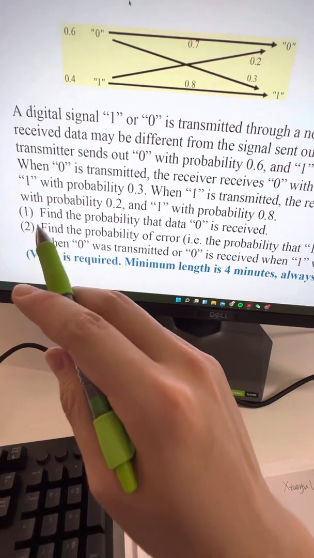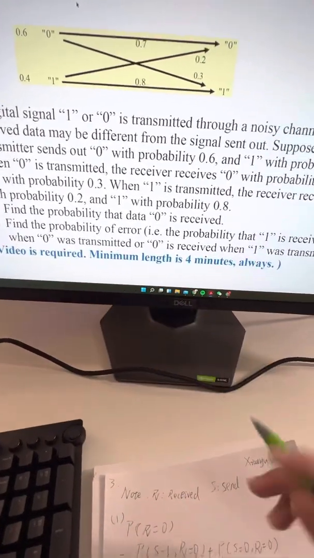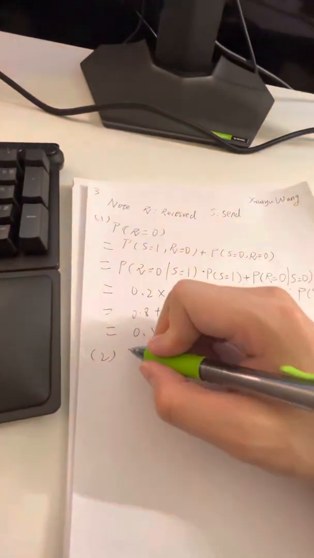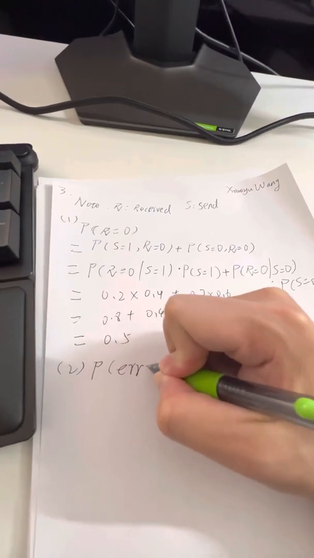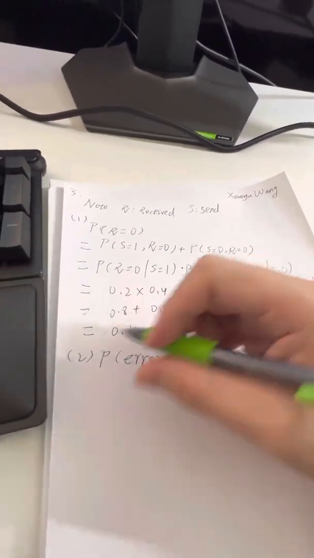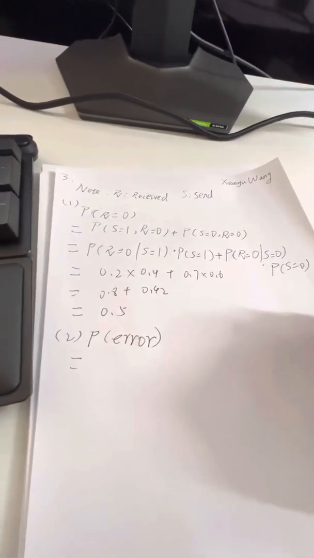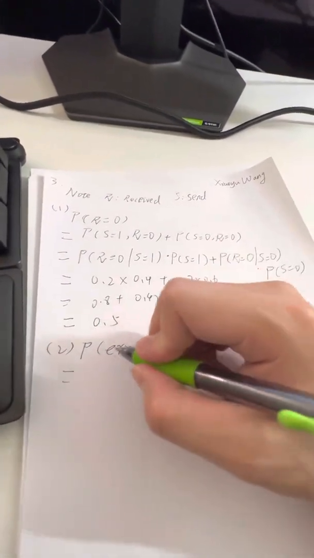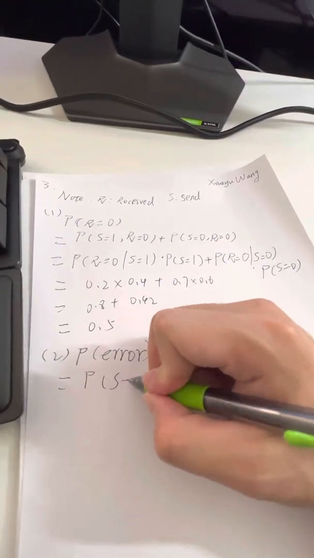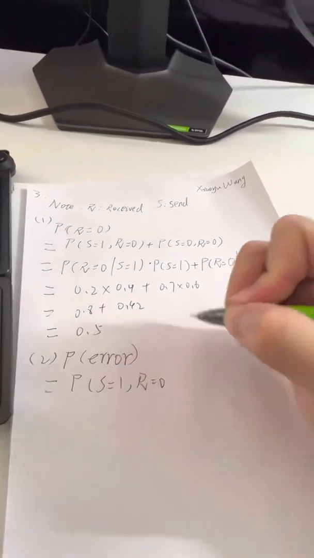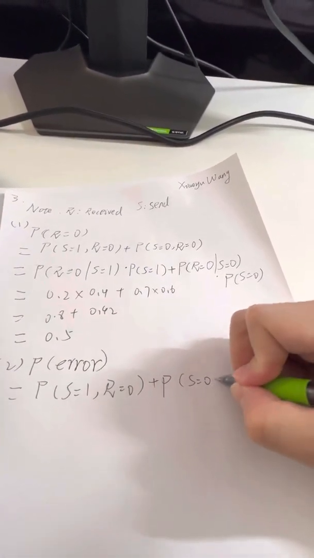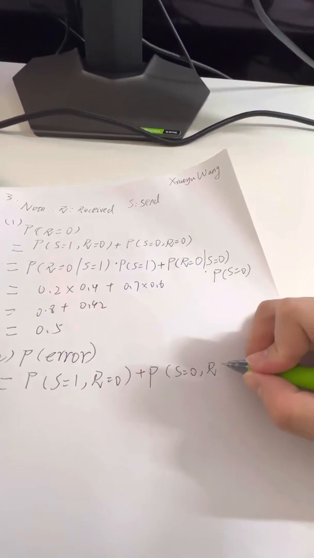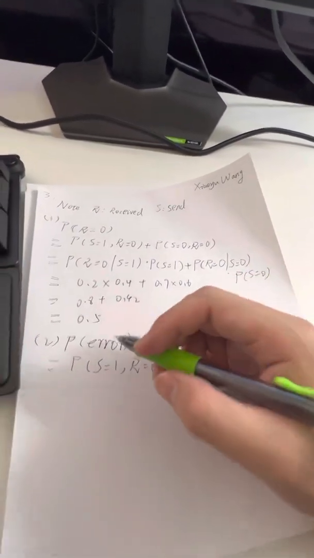And the second question asks us to find the probability of error. The probability of error can also be split into two situations. The first one is when you send 1 but you receive 0, and the other is when you send 0 but finally you receive 1. These are the two error situations.